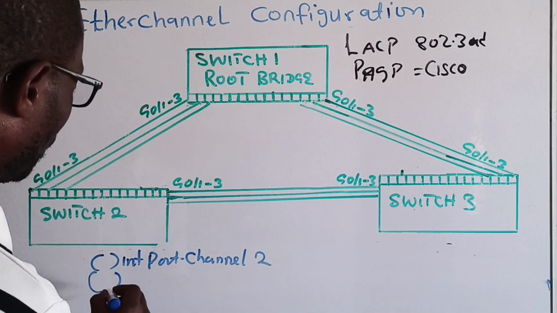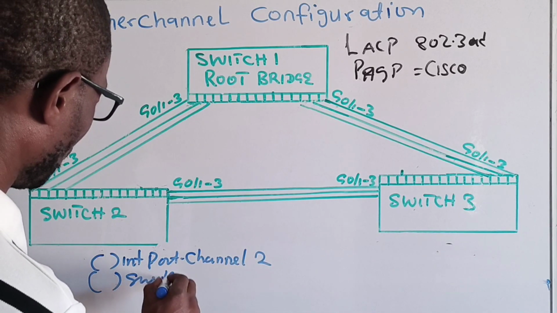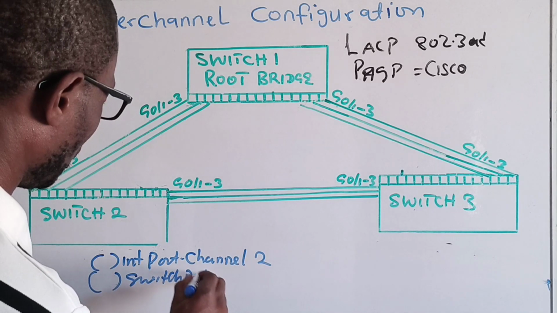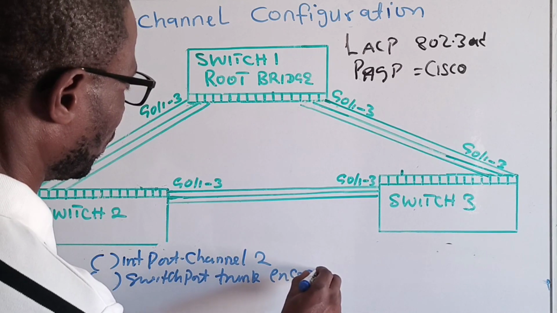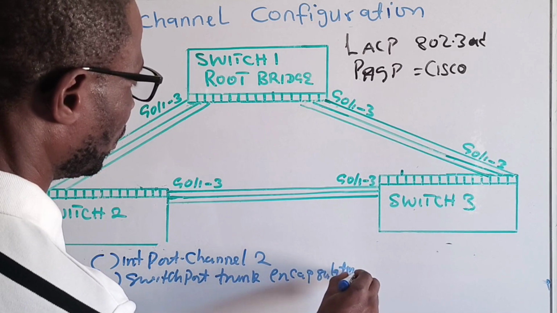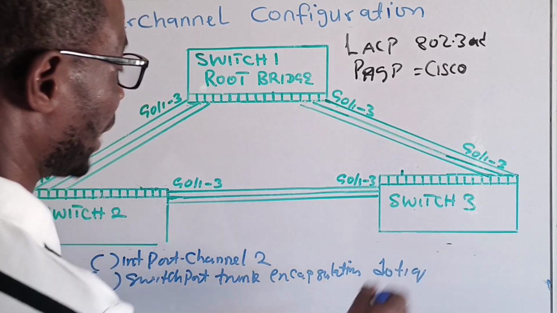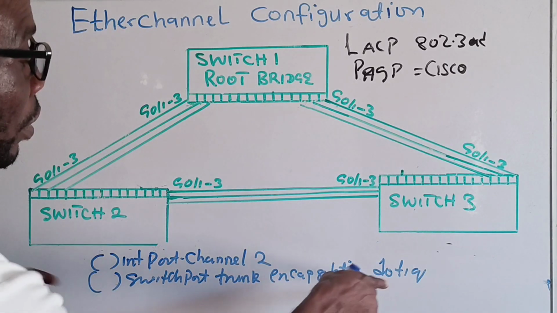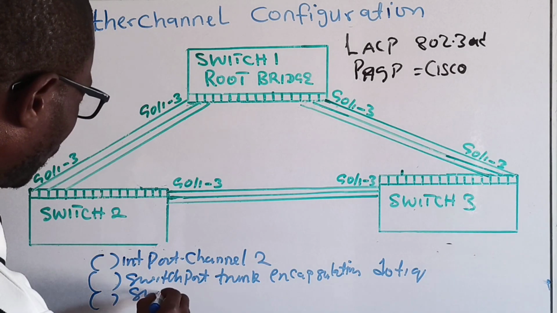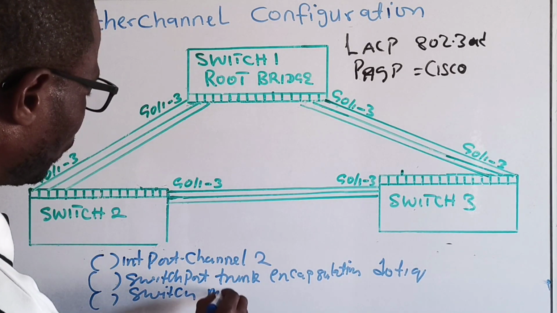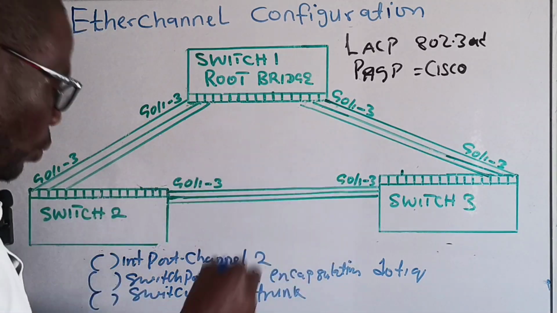Okay, you are now in port channel interface. Switchport trunk encapsulation dot1q. This is the IEEE standard trunking protocol. You hit enter, then switchport mode trunk. You hit enter. I have created the trunk on this switch too.